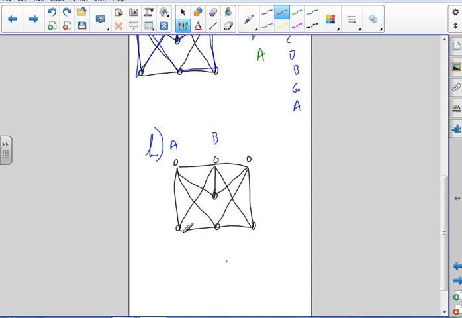Okay. 1, 2, 3, 4, 5. Oh, that's all right. Boom, boom, boom. Okay, so I went A, G, F, E, C, D, B. Find a Hamilton path that starts D, ends F.